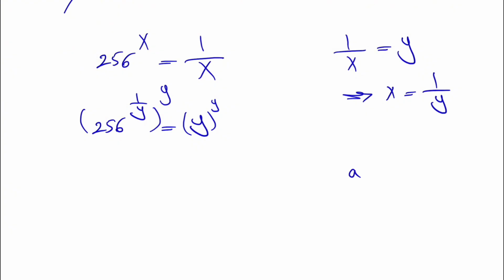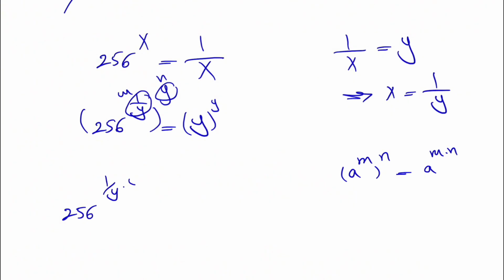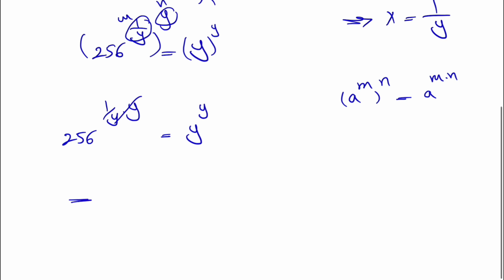From the laws of exponents, we know when we have a to the m to the power of n, this will be equal to a to the m times n. So this is our m, this is our n. So basically we can multiply these two. So 256 to the power of 1 over y times y, which will be 1. On the other side we have y to the y. So this 1 over y and y will cancel out, and what we're going to get is that y to the y is equal to 256, as we talked about in the previous videos.